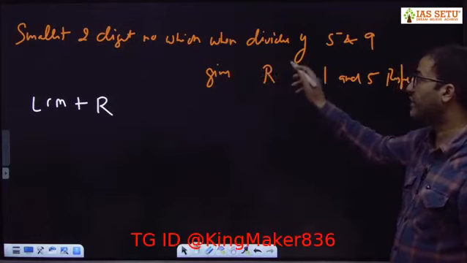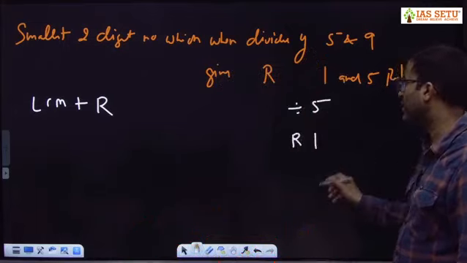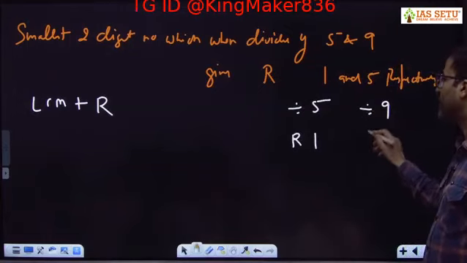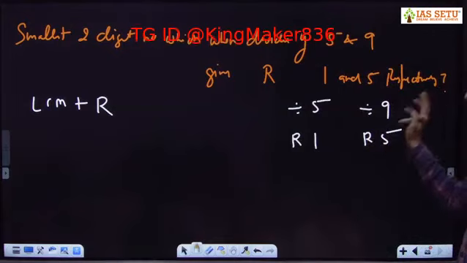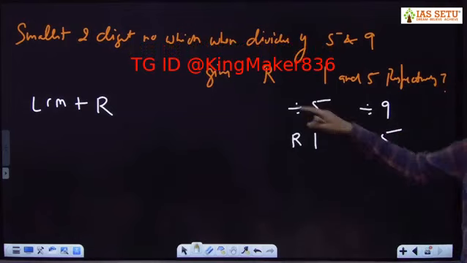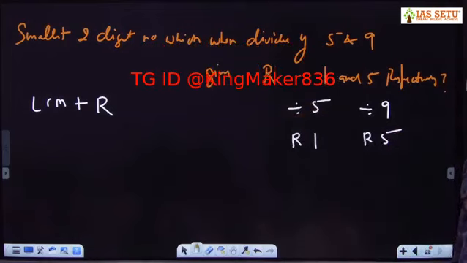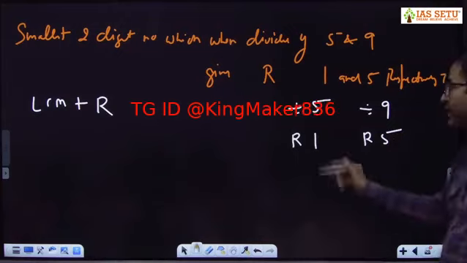Smallest 2-digit number which when divided by 5 gives you remainder 1. Same number divided by 9 gives you remainder 5. So you check the question and you check the remainder. If you find your remainder is the same, then LCM plus R. But if you find your remainders are different, then you find the negative remainder.